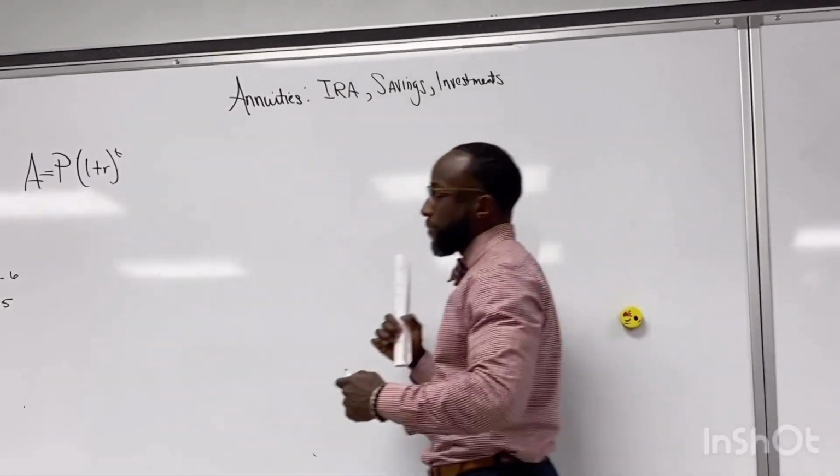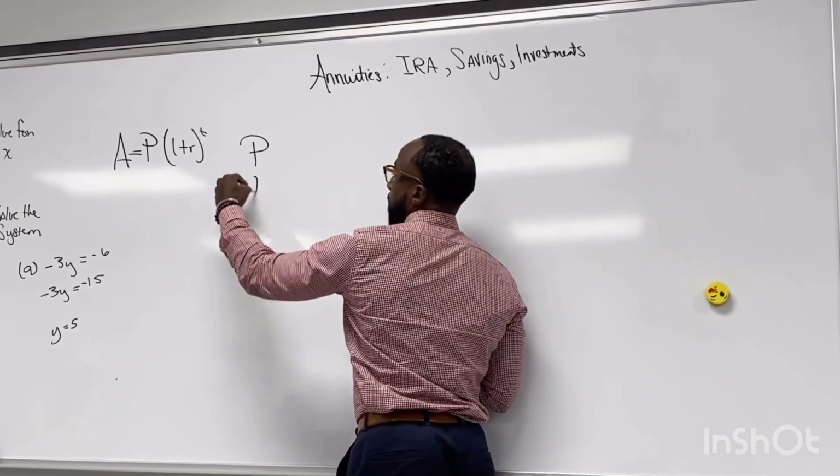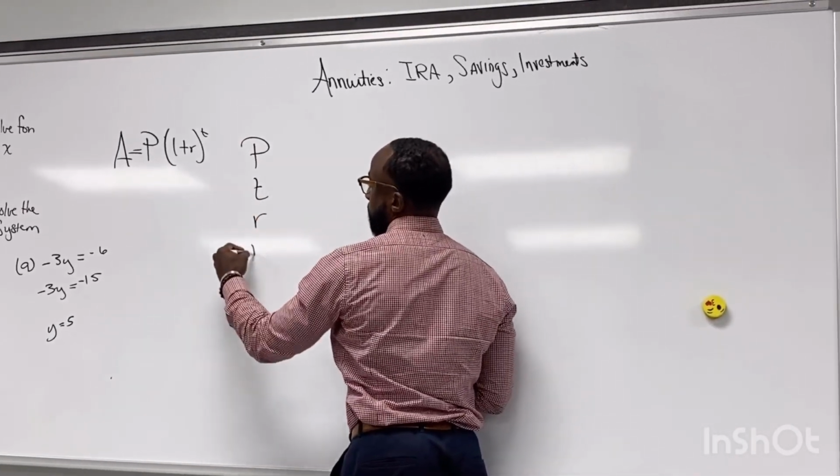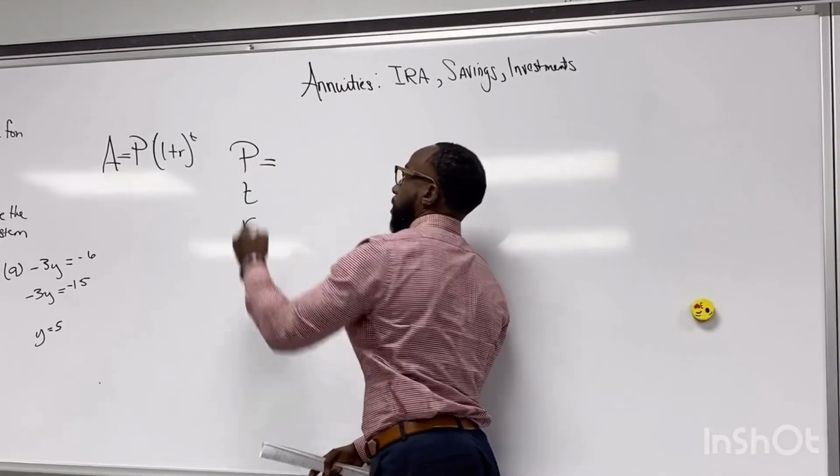Today we're talking about annuities, particularly IRAs and different kinds of savings. We're in chapter 8, and the variables we used last chapter are the same. P represents what P represented last time. What's P?